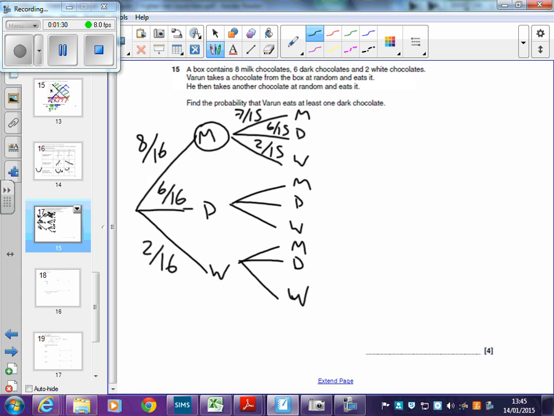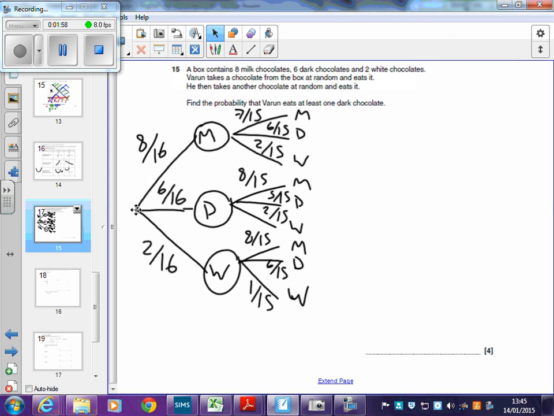Now let's imagine that the first one we picked was dark. So there are still 15 chocolates, but there are 8 milk, 5 dark, and 2 white. So the probability of getting milk is 8 out of 15, of dark is 5 out of 15, and of white is 2 out of 15. And lastly, let's pretend that the first one we picked was white. Again there are 15 chocolates left, and the difference is there's 1 white one. So 8 out of 15 are milk, 6 out of 15 are dark, and 1 out of 15 is white.